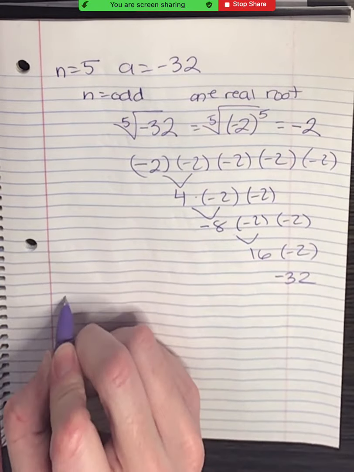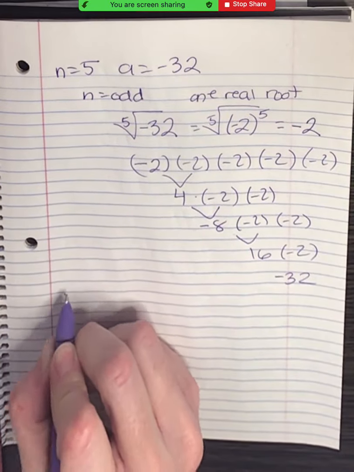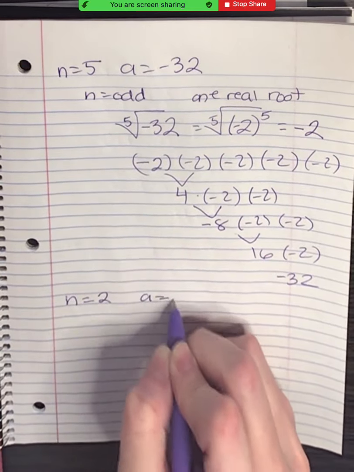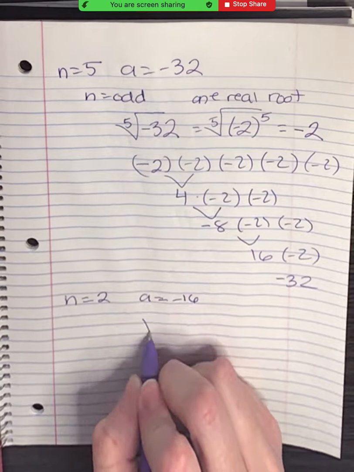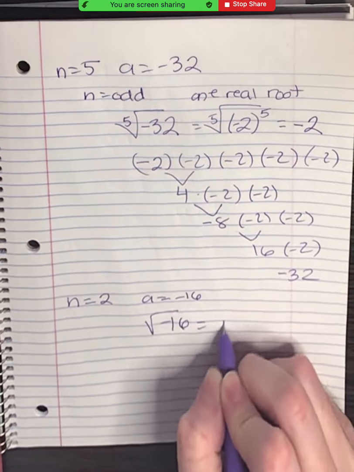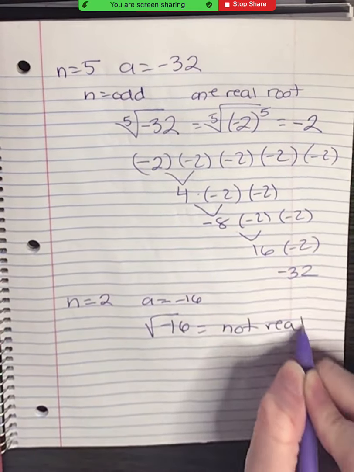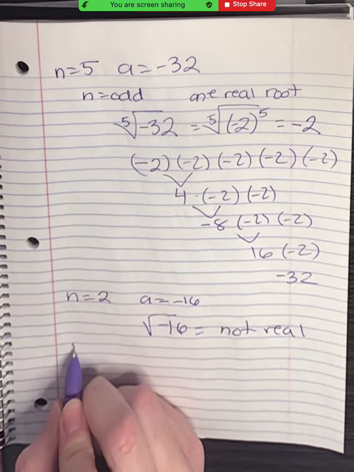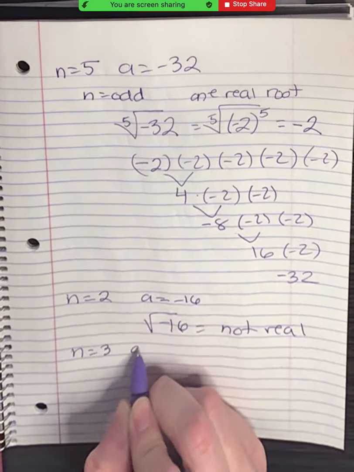Okay? Whereas if I said the second root of negative 16, right? We're saying that's the square root of negative 16. It's not real because n is even, okay? Looking at the third root of 64.